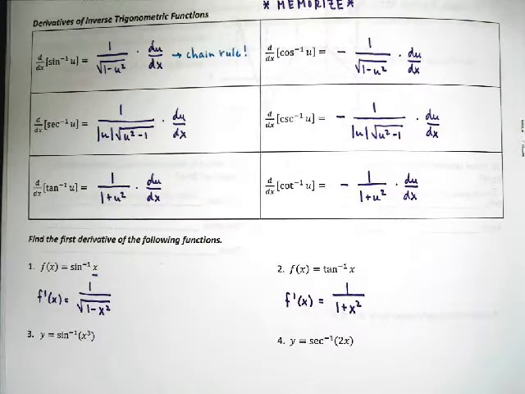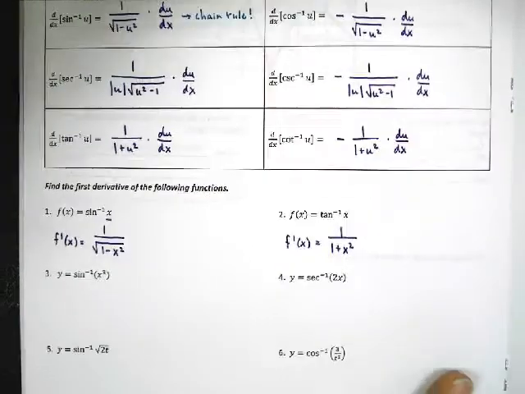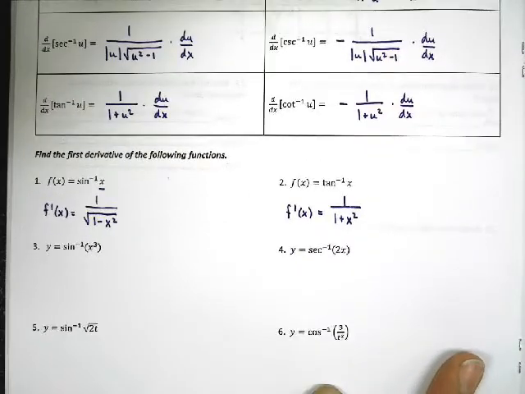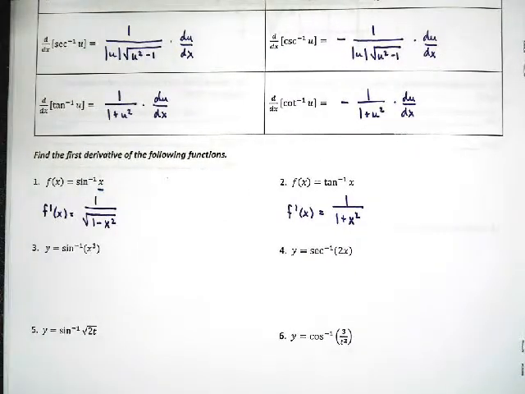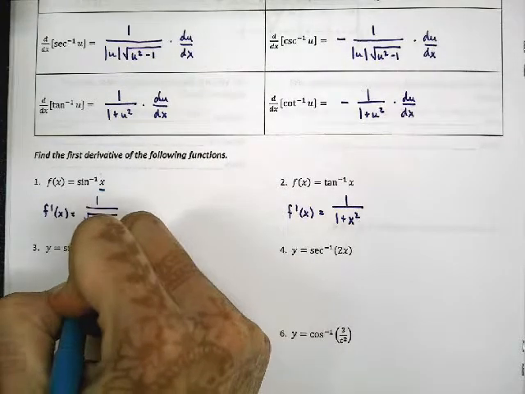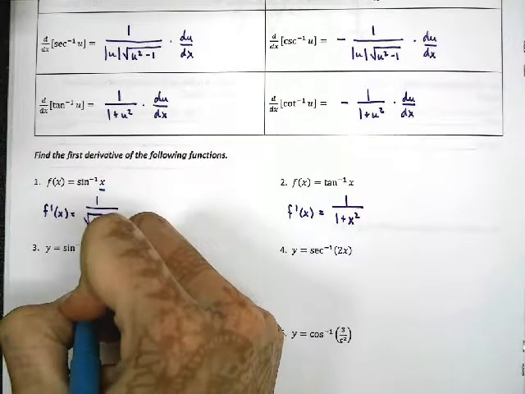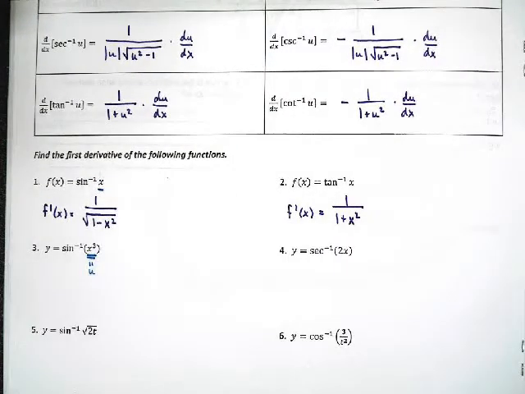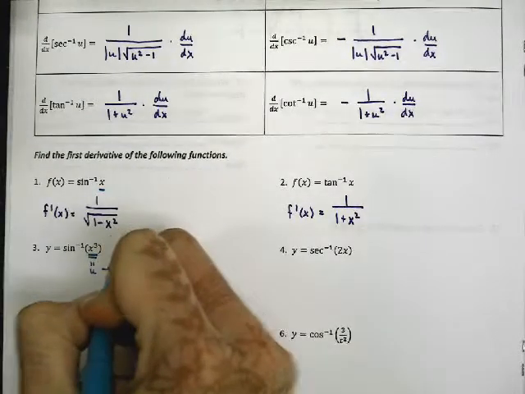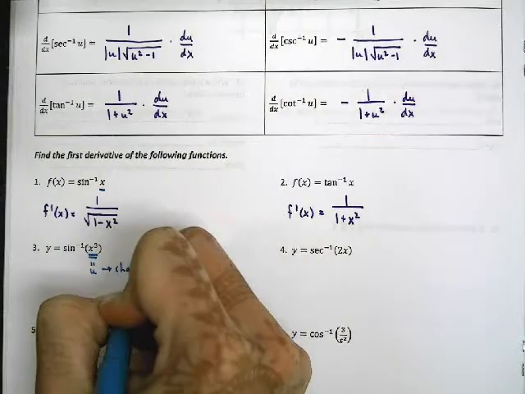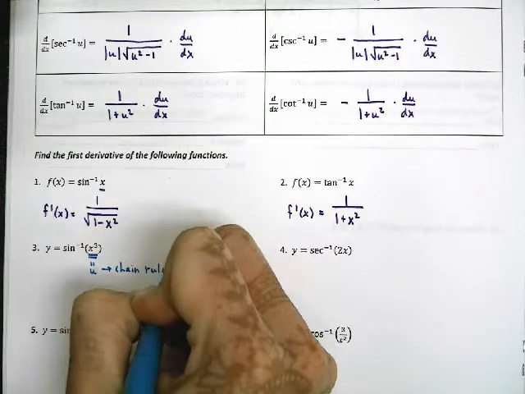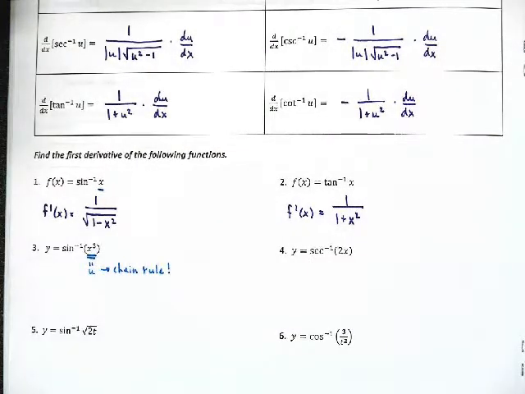Okay, now we're going to look at number 3. So in number 3, I notice now I don't just have the inverse sine of x. I have the inverse sine of x cubed. So if we look back to our formula, that's really that u, right? And because it's x cubed, now I know that I do have to use my chain rule. So I have to remember that when I'm working through this problem.